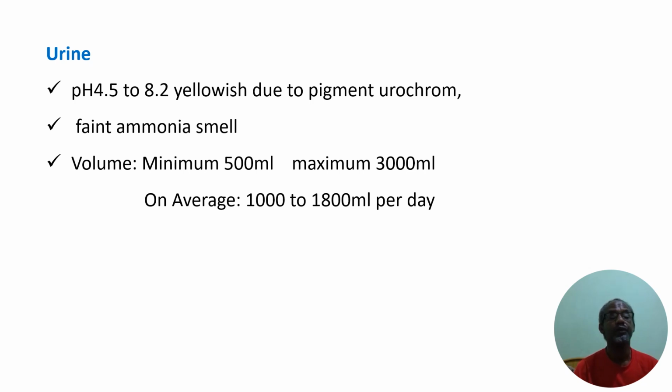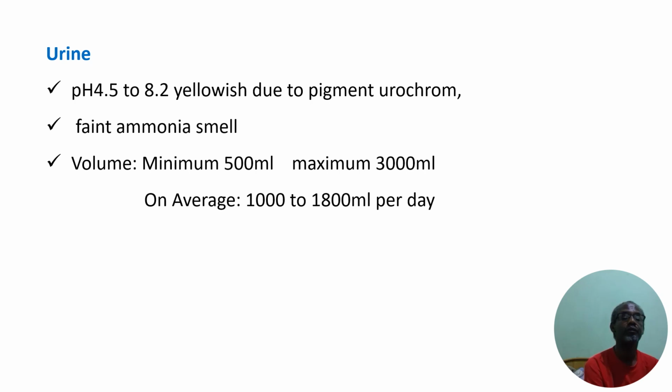The pH of urine is 4.5 to 8.2, yellowish due to pigment. It contains a pigment known as urochrome, which gives a yellowish color to your urine. It smells faintly of ammonia. Volume: minimum 500 milliliters, maximum 3000 milliliters. On average, 1000 to 1800 milliliters per day. This is the production, the amount. A normal person must produce 500 milliliters minimum and maximum 3000.